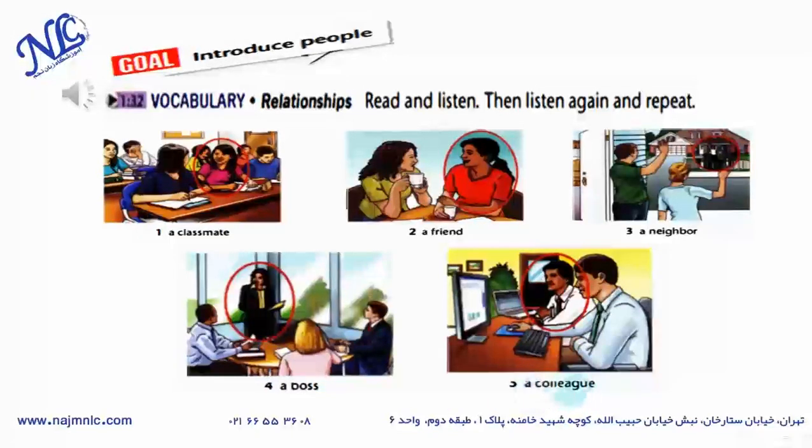Number 5, a colleague. Who's a colleague? Look at the picture. They both work in a company. They are colleagues. Repeat after me. A classmate. A friend. A neighbor. A boss. A colleague. Thank you so much.